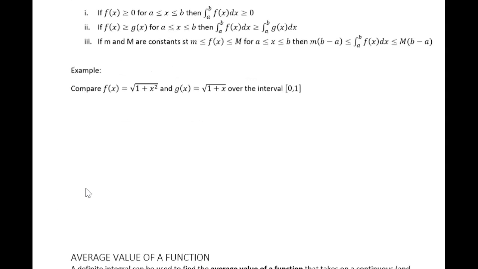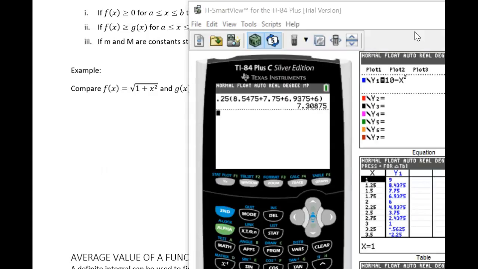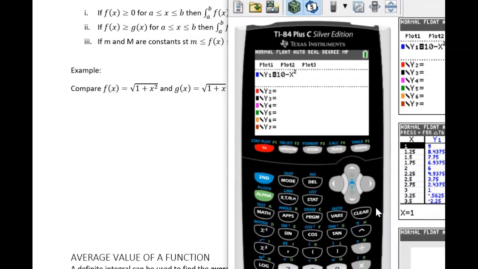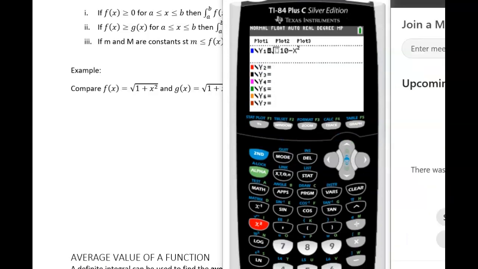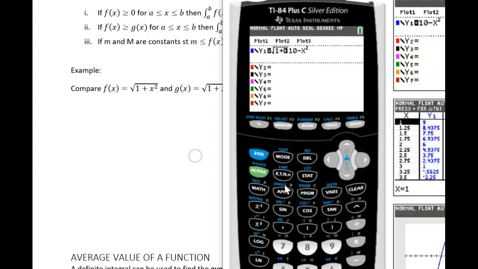So let's take a look at f of x equals the square root of 1 plus x squared, and g of x equals the square root of 1 plus x over the interval 0 to 1. The first thing I want to do is graph this function. Okay, I pulled up my graphing calculator, and so we've got insert square root of 1 plus x squared. I need to delete all that extra.